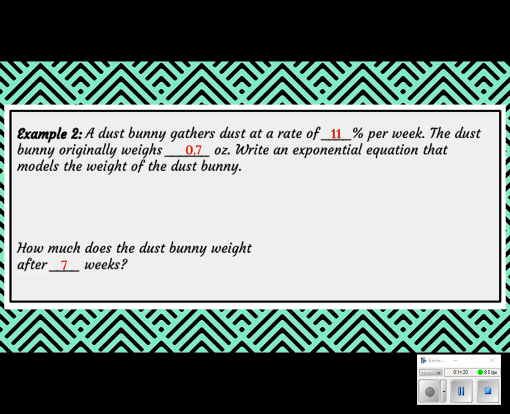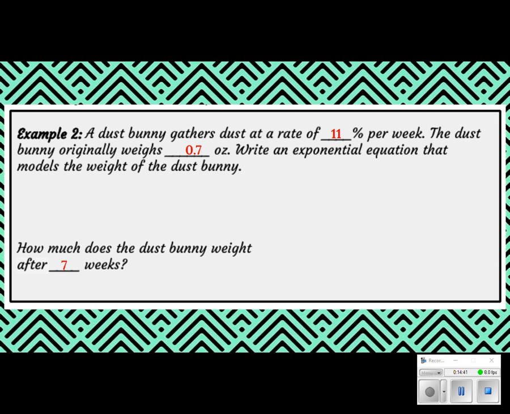A dust bunny gathers dust at a rate of 11% per week. The dust bunny originally weighed 0.7 ounces. Write an exponential equation that models the weight of the dust bunny. And then part B, that we'll answer later: how much does the dust bunny weigh after 7 weeks? That's assuming that somebody didn't vacuum it up.